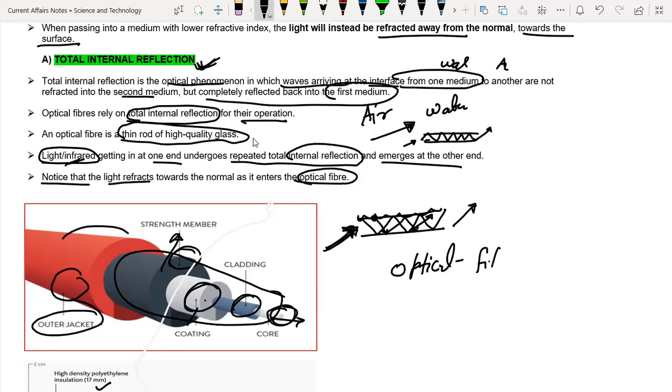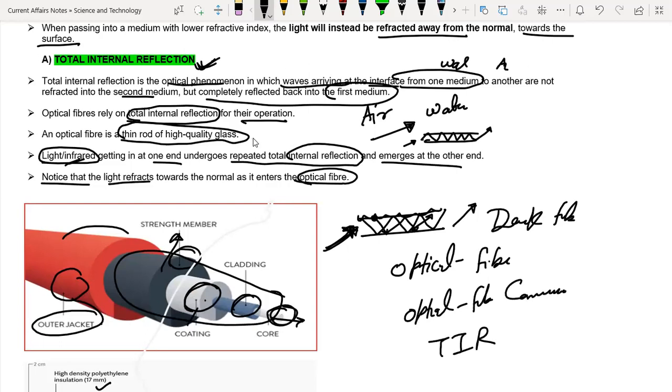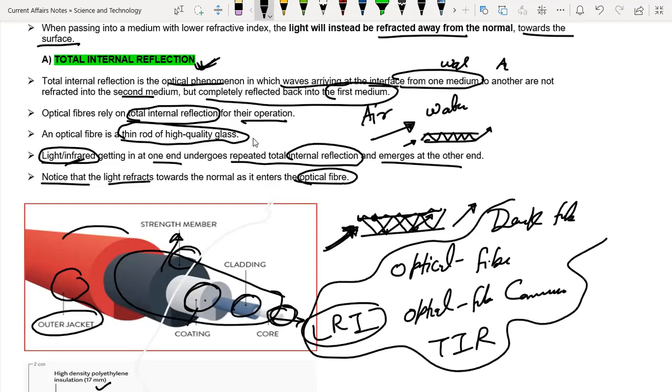What is optical fiber? What is dark fiber? What is optical fiber communication? What is total internal reflection? What is low refractive index? Okay, and its usage in our day-to-day life. Okay, so these are important keywords. You have to understand and remember them when you try to solve any question or write any answer. So on this, I give you a small hint of what it is.